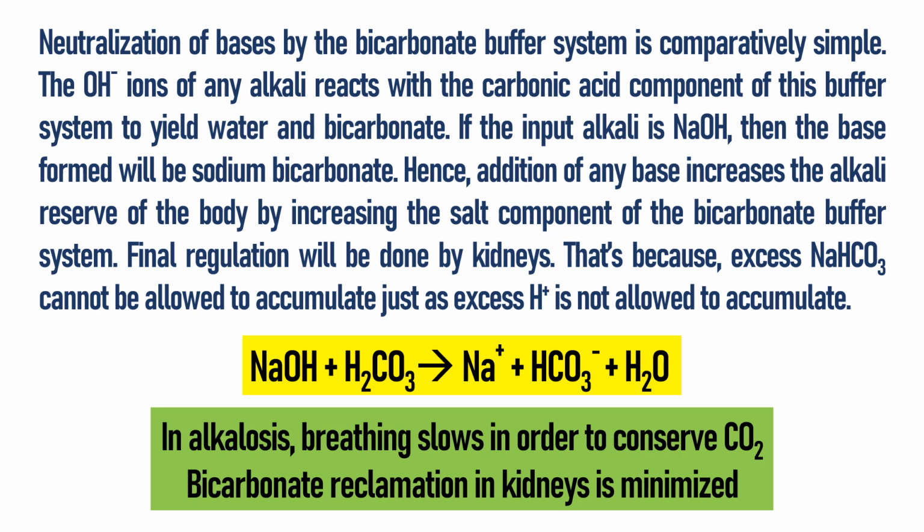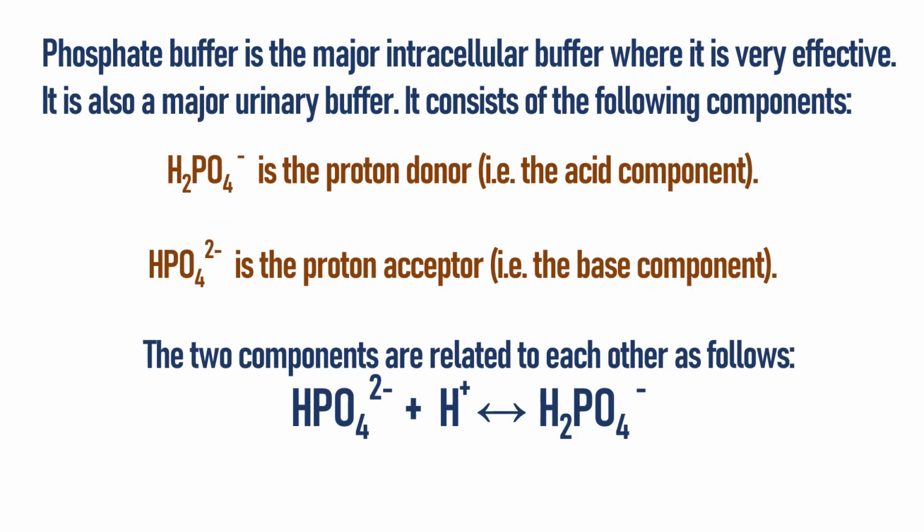That's because excess sodium bicarbonate cannot be allowed to accumulate, just as excess hydrogen ions are not allowed to accumulate. In alkalosis, breathing slows in order to conserve carbon dioxide. Bicarbonate reclamation in kidneys is minimized. Phosphate buffer is the major intracellular buffer, where it is very effective. It is also a major urinary buffer, about which we have already discussed. It consists of the following components as shown. Buffering is simple and involves the interchange between the acid and base components.